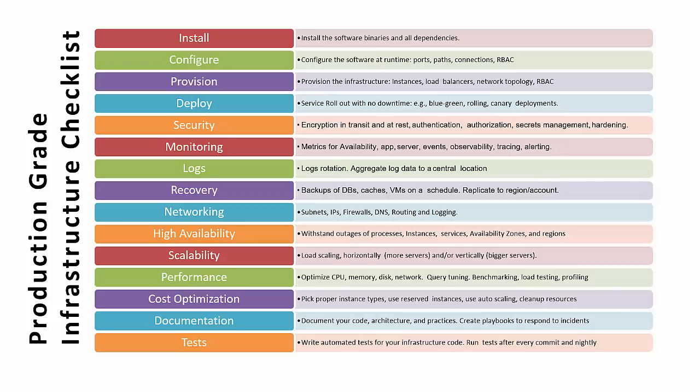Then things get even a little more complicated, because we need to think about the fact that there is plumbing. We want to make sure that we have our network set up with all of the subnets, IPs, firewalls, DNS names, aliases, routing, and of course, everything that happens on the network layer, we also need to log.